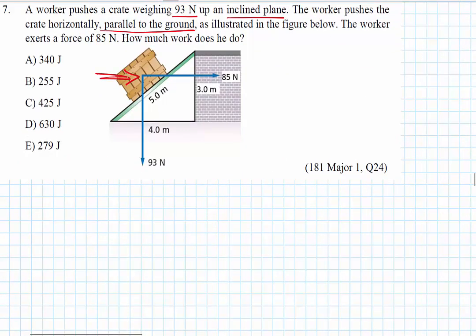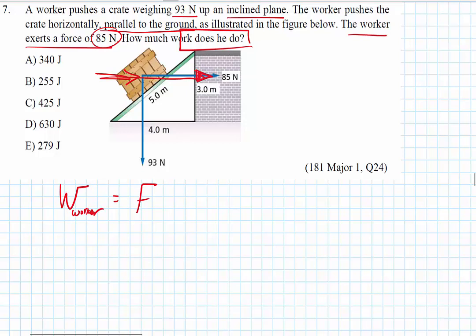A worker pushes a crate weighing 93 Newton up the inclined plane. In this problem, the worker pushes with a force 85 Newton horizontally, not parallel to the plane. And how much work does he do? We need to find his work. So we are looking for the work that he does. And the work that he does equals what? Equals his force times the distance times cosine theta. So the work that he does equals his force times the distance that the object moves on times cosine theta.